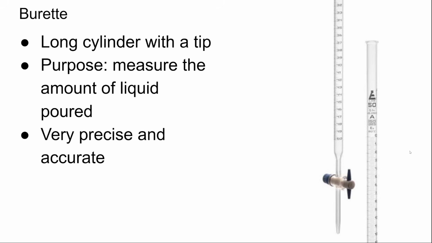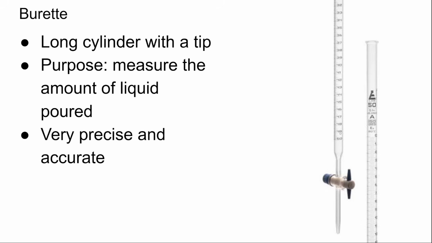And lastly, our last piece of glassware that we use is the burette. This is a really long glass cylinder with a tip at the bottom. The purpose of a burette is that it measures the amount of liquid that you pour.